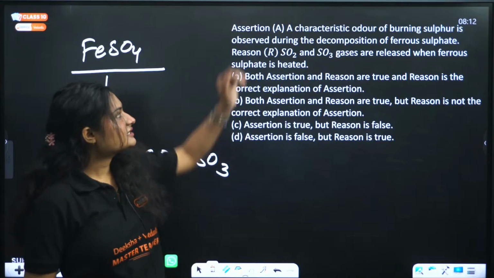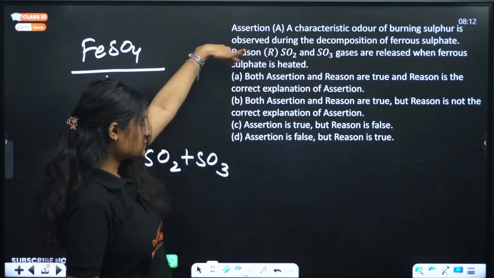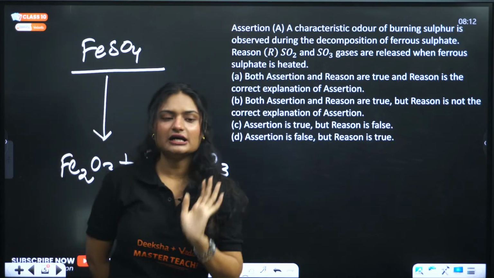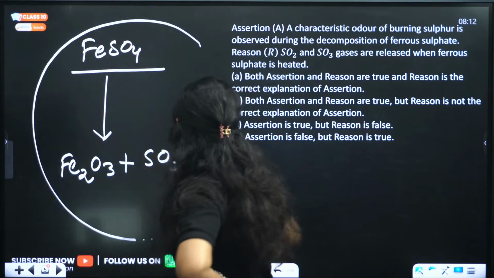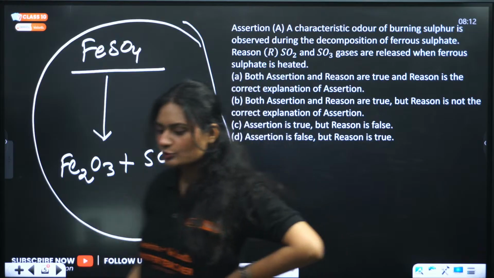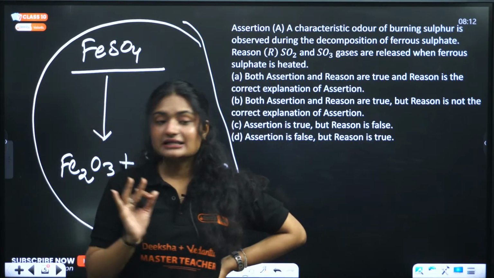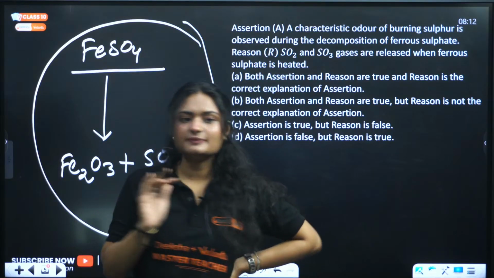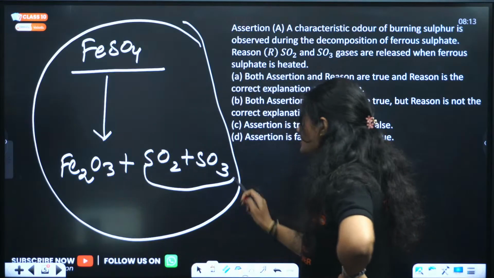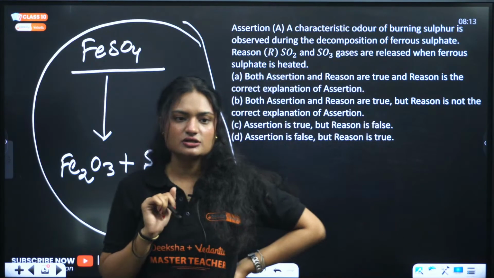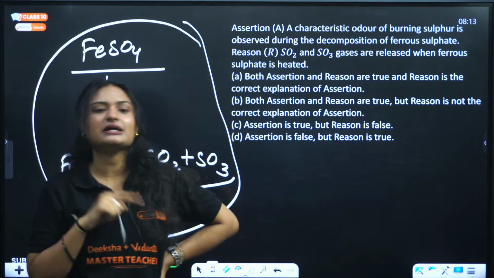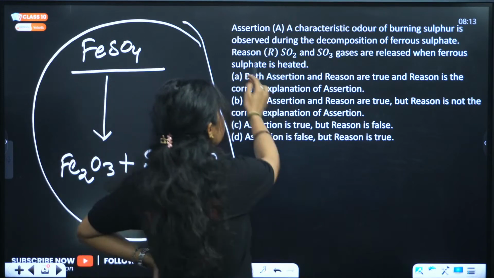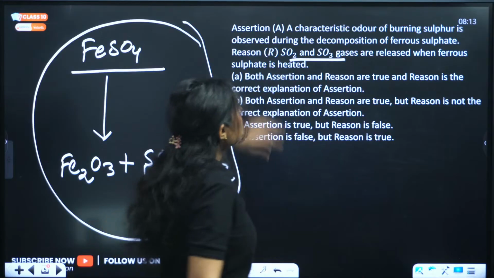A characteristic odor of burning sulfur is observed during the decomposition of ferrous sulfate. When you decompose ferrous sulfate, you get these products, right? The characteristic burning sulfur smell is due to this sulfur, yes, sulfur dioxide and sulfur trioxide. So the reason does explain the assertion, my dear kids. Yes, the reason does explain the assertion.